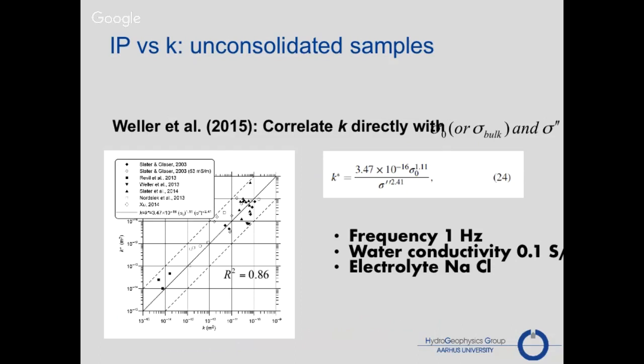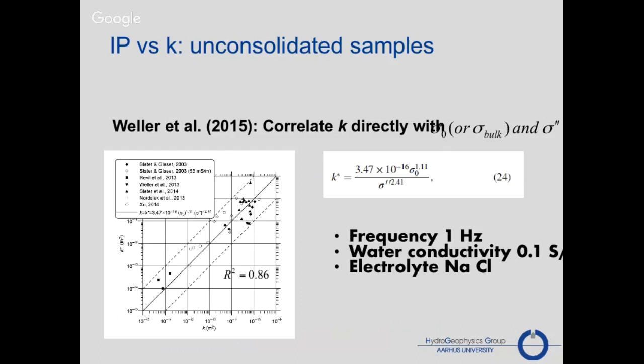Where sigma 0 is the DC conductivity without significant polarization. So actually this should not be sigma 0, this should be sigma bulk. So it's sigma 0 without the surface conductivity. And sigma second is the imaginary conductivity at 1 Hertz. Why at 1 Hertz? Because it's fast to measure and robust. And then if simple things work, we are finished.